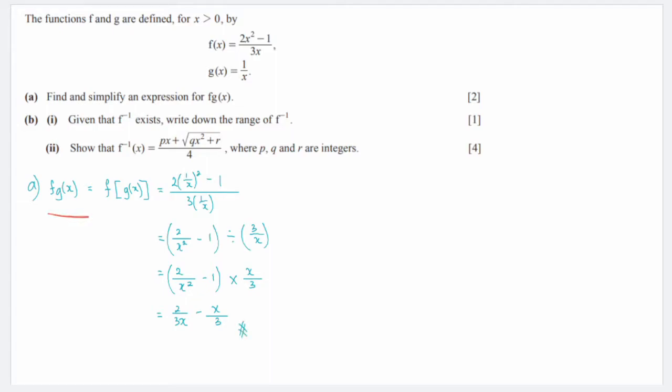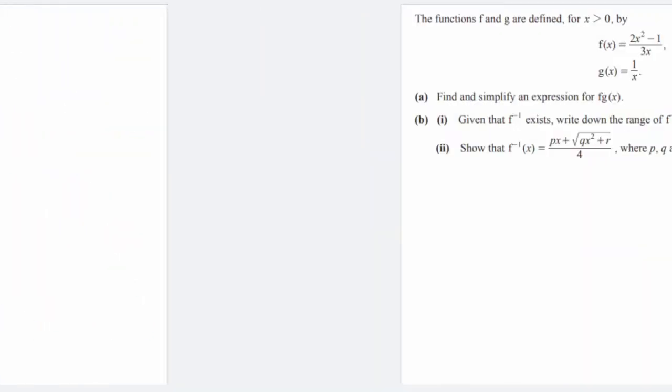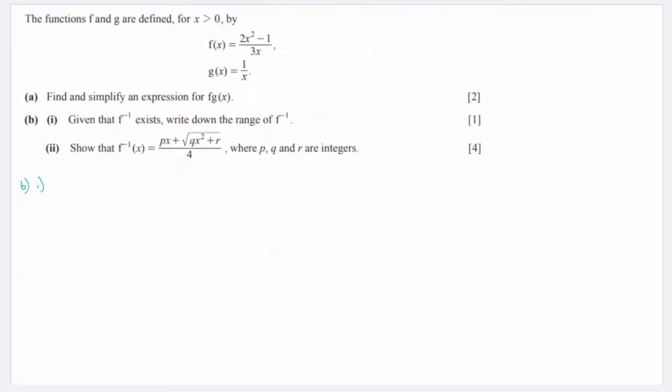So far, part A should be rather straightforward. Now we proceed to part B. In the first part, they say, given that f inverse exists, write down the range of f inverse. Once you understand inverse functions, this is going to be a rather simple question. The range of the inverse function of f will just be greater than 0 in this case. Now, how do we know that?